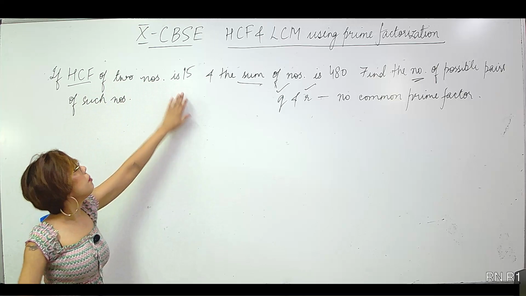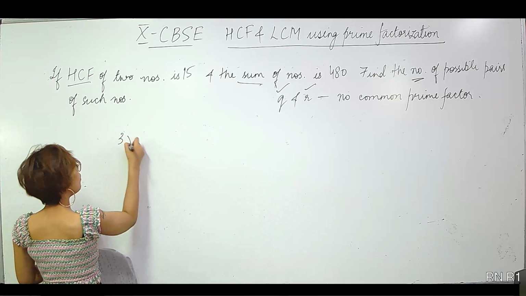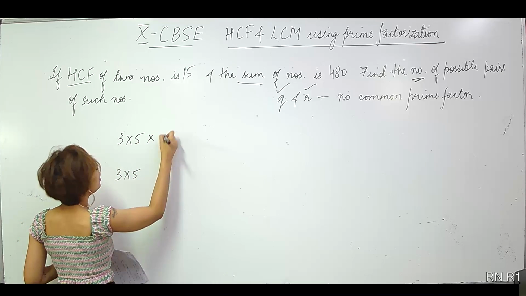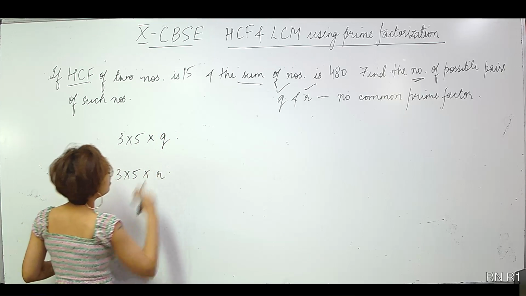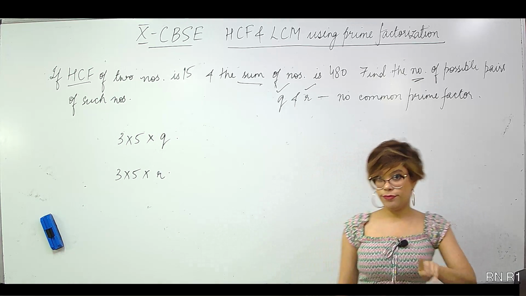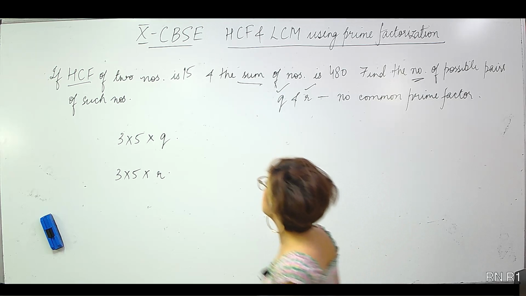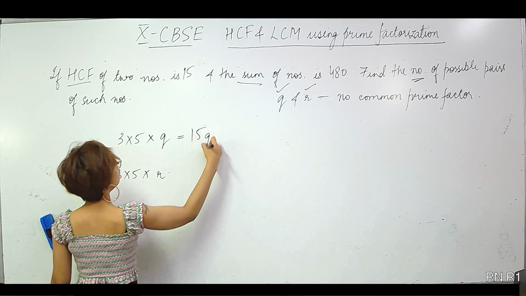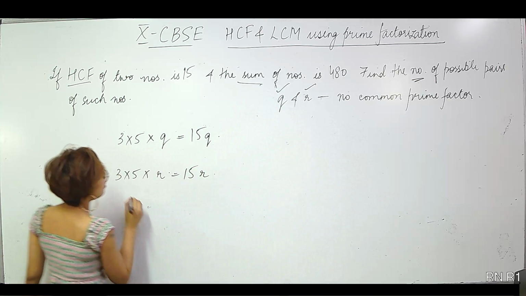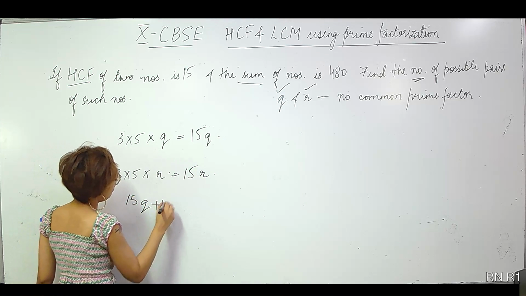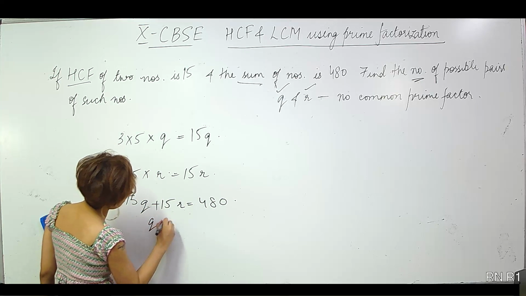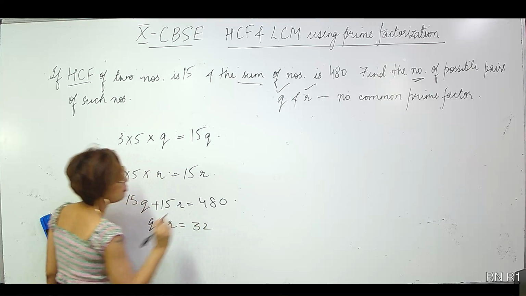Now, HCF is given to be 15. So the two numbers would have 3 into 5. There would be some other number, Q, and some other number, R. Mind it, Q and R have no common prime factor. Cool? Right. Next, my numbers become 15Q and 15R. He says the sum of the two numbers is 480. So 15Q plus 15R is equal to 480. Alright, so Q plus R turns out to be 32.